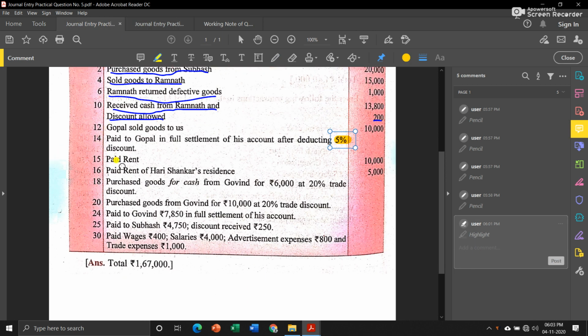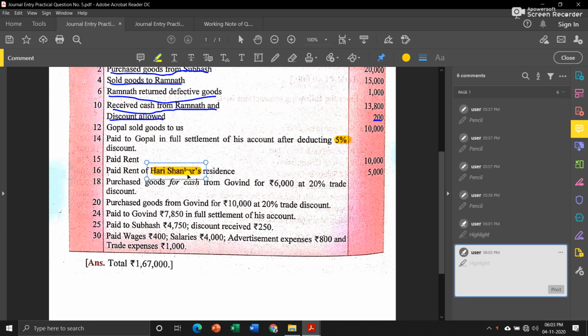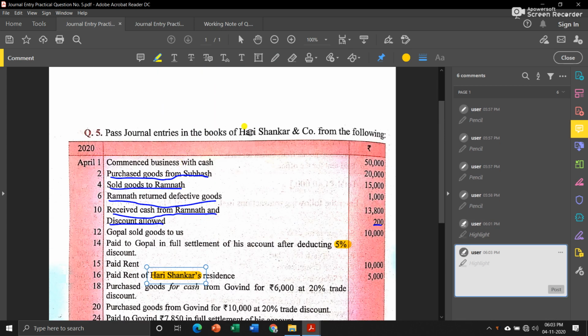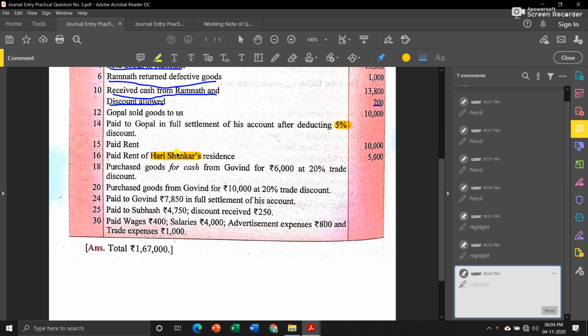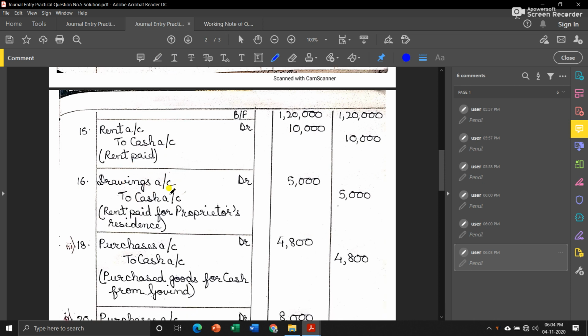Then next, paid rent of Hari Shankar's residence. Now you have to see who is this Hari Shankar, and at the starting of the question you see the books that we are preparing is for Hari Shankar and company. That means Hari Shankar is nothing but proprietor of the business and he paid rent for his residence. It is not related with the business. Okay, it is his personal expense, so we will treat this payment as drawing. So we wrote drawings account debit to cash account, rupees 5,000.